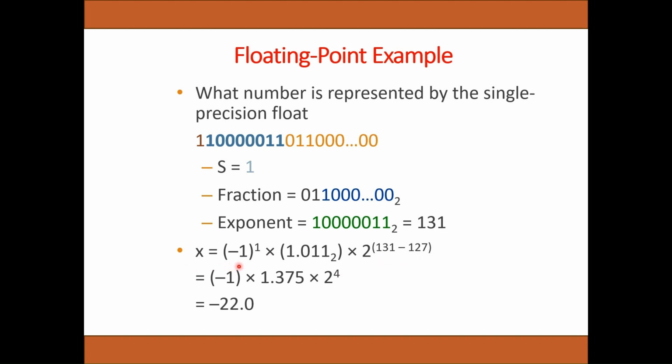So the number is -1 to the power 1, then the hidden 1, then 1 point, and this is the fraction part 0, 1, 1, and this is the exponent. You do the math and it comes out to be -22 in decimal. I hope you have understood this, and I want you all to solve all the other examples that are given with solutions and verify them.